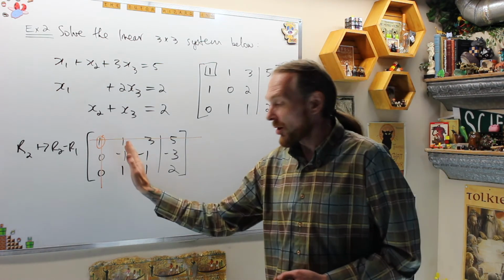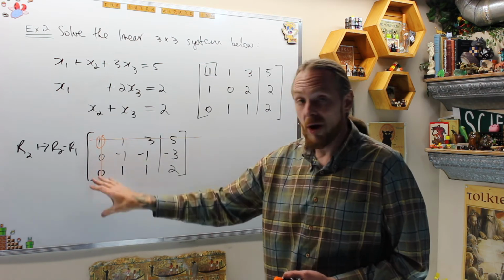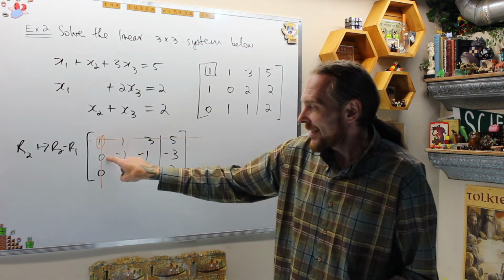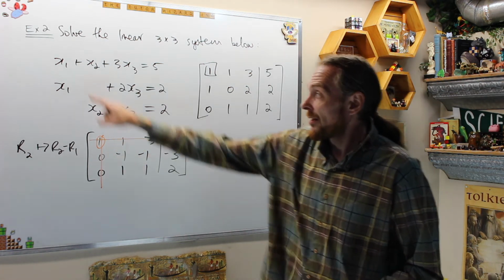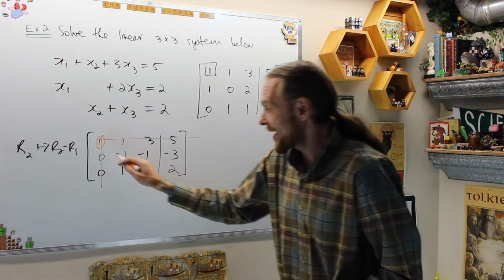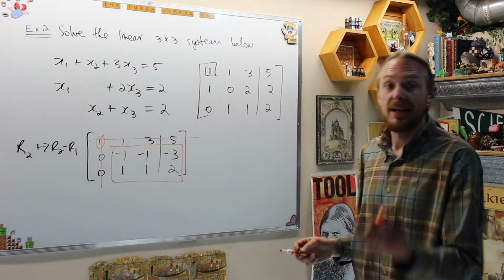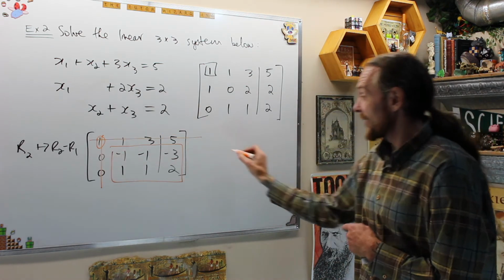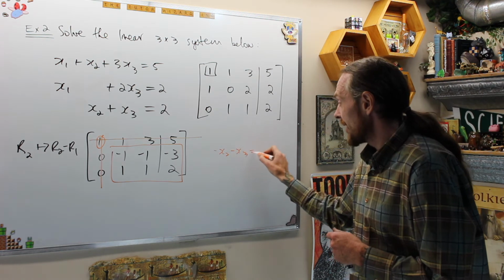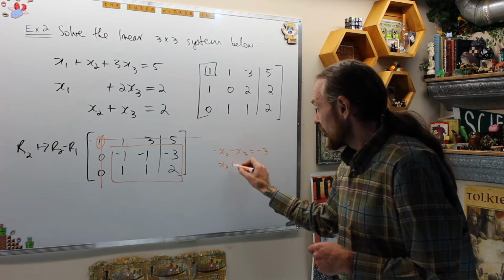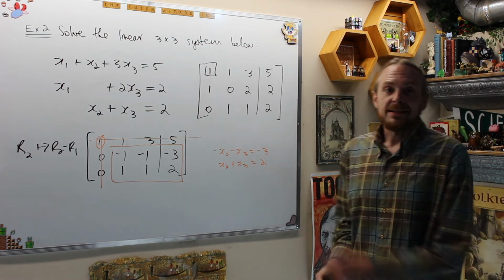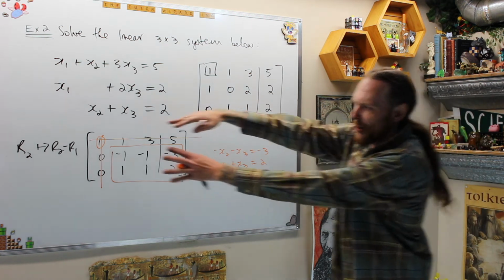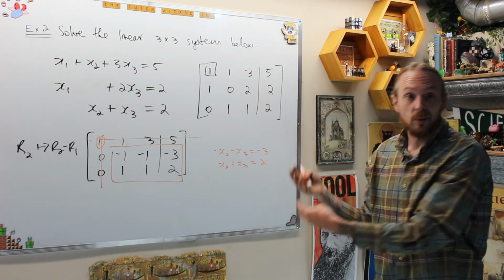I want to move to the next column if possible, because I'm completely done with column 1 and row 1 now. Why? Because if you look at that, I've completely eliminated the variable x1 from this system. If I temporarily view that as a system, watch what happens if I ignore that. That says negative x2 minus x3 equals negative 3, and x2 plus x3 equals 2. That's a 2 by 2 linear system now. I've eliminated x1 from the entire system. So if I ignore that temporarily, I now have a 2 by 2 system, which we know how to solve.